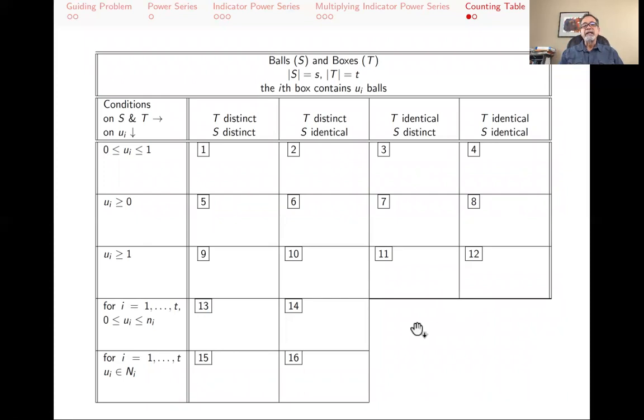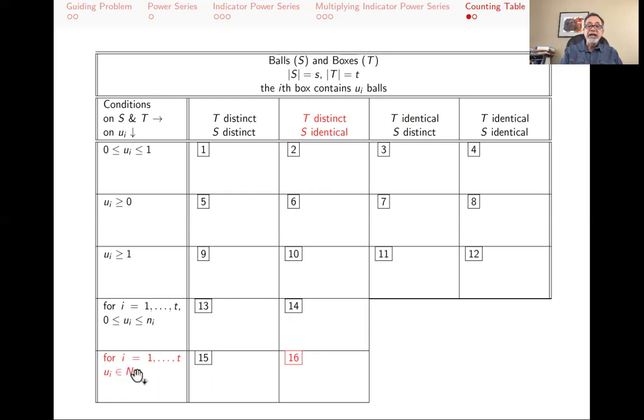I also just wanted to show you that we have been organizing our counting problems in terms of this counting table. So we have S balls and T boxes, and we're going to put all the balls into the T boxes. The ith box is going to contain u_i balls, and there are going to be some conditions on those. The problem that we just solved is entry 16, where the boxes are distinct. We have different boxes, one for bananas, one for pears, one for apples, but the balls are identical. So we're just choosing them. We're not ordering them or anything. We're just choosing which ones.